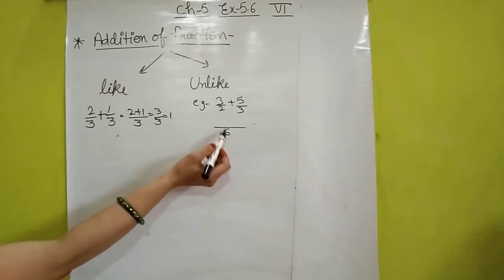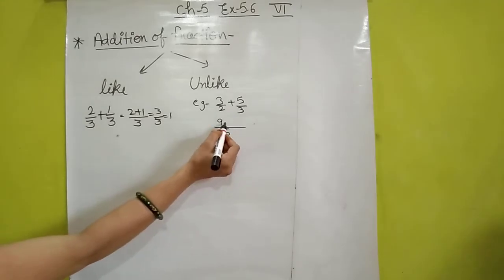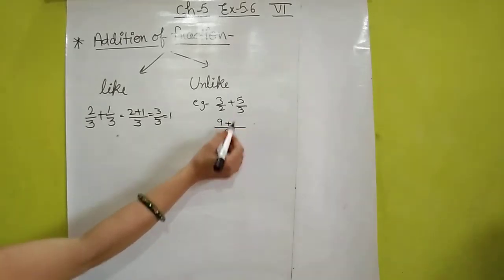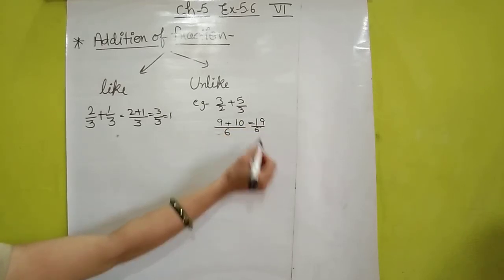Now students, this 6 divided by 2 it will be 3. Now 3 3s are 9. Then 3 2s are 6 and 5 2s are 10. So students, it will be 19 upon 6.